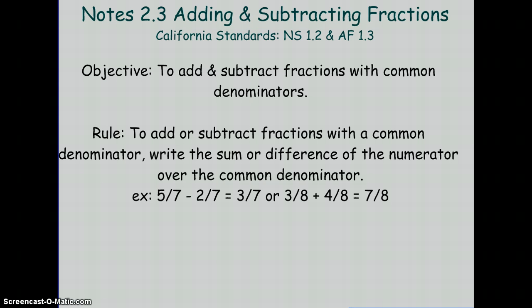Our rule: to add or subtract fractions with a common denominator, write the sum or the difference of the numerators over the common denominator. So remember, your denominator doesn't change. It stays exactly the same. You're just adding or subtracting the numerators.